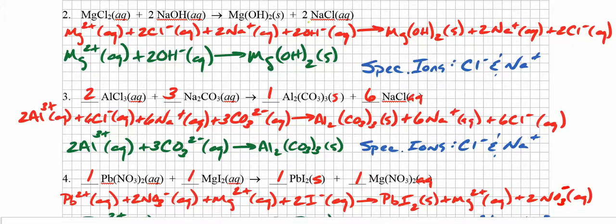It is aqueous. So 2 moles of sodium ions. There's a 2 plus right there. 2 Na+ right there. That's aqueous. Plus 2 moles of chloride ions. That's also aqueous. And now let's look for spectator ions.